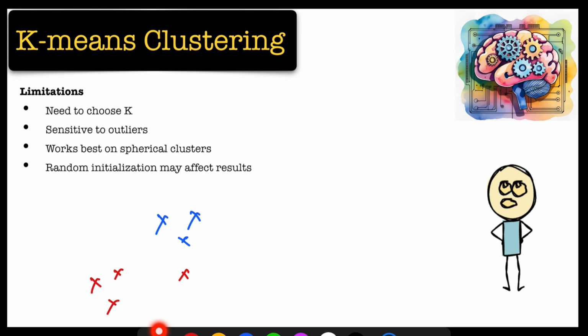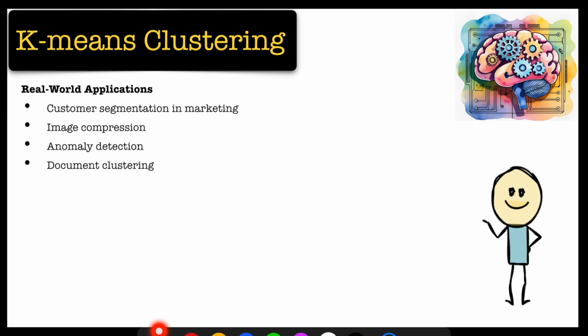But despite all these limitations, k-means clustering has lots of real world applications. I have just pointed out a few here. Customer segmentation in marketing: if you want to segment different customers, we can do that. Image compression: here similar pixels will be clustered together, so we can use k-means clustering there. Then anomaly detection, document clustering, and many other use cases for k-means clustering.